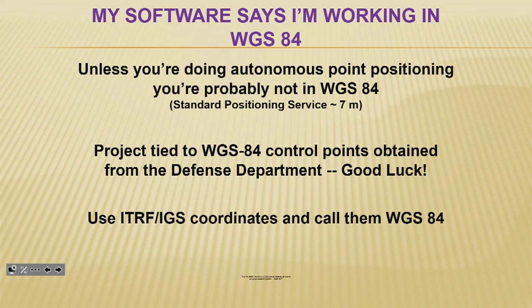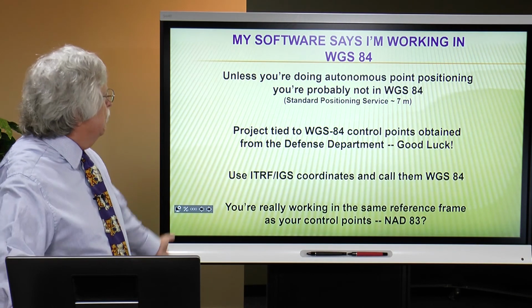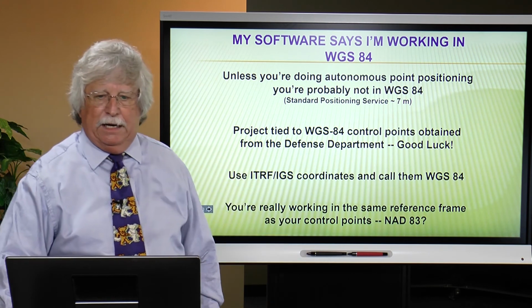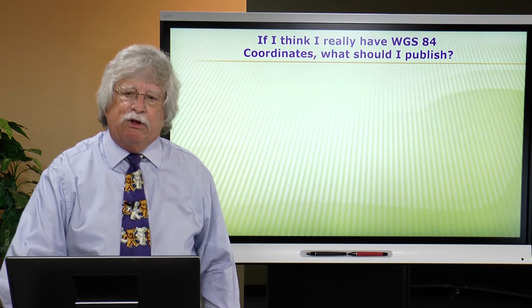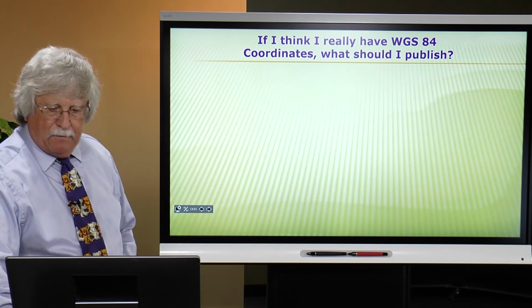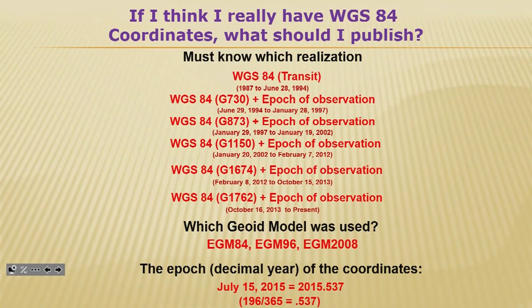The bottom line is, in most cases, you're really working in whatever the local control is. Even if your PC, or your data collection service, is simply telling you it's WGS 84, in most cases you're probably working in NAD 83. If you do have WGS 84, then you need to be able to provide the iterations of the various metadata. So the epoch of the observation, the realization, so these are critically important elements.